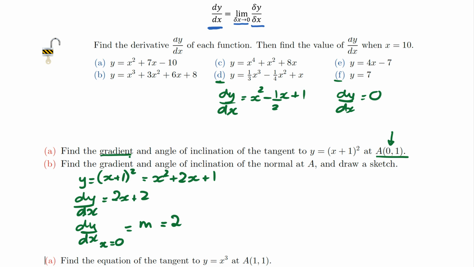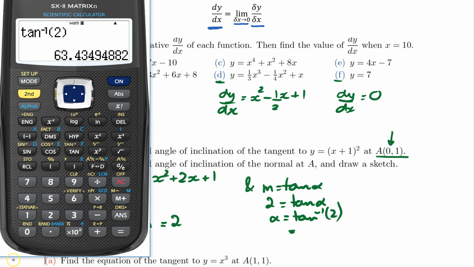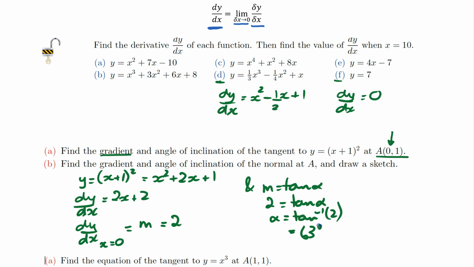So we've found the gradient. Now to get the angle of inclination of the tangent, we know that m equals tan of the angle of inclination. So 2 equals tan alpha. So alpha is the angle whose tan is 2. We go to the calculator and evaluate that, and we see that the angle of inclination is 63.43 degrees. Or if we press the degrees, minutes, seconds button, 63 degrees, 26 minutes and 5 seconds. So to the nearest minute, that's going to equal 63 degrees, 26 minutes.